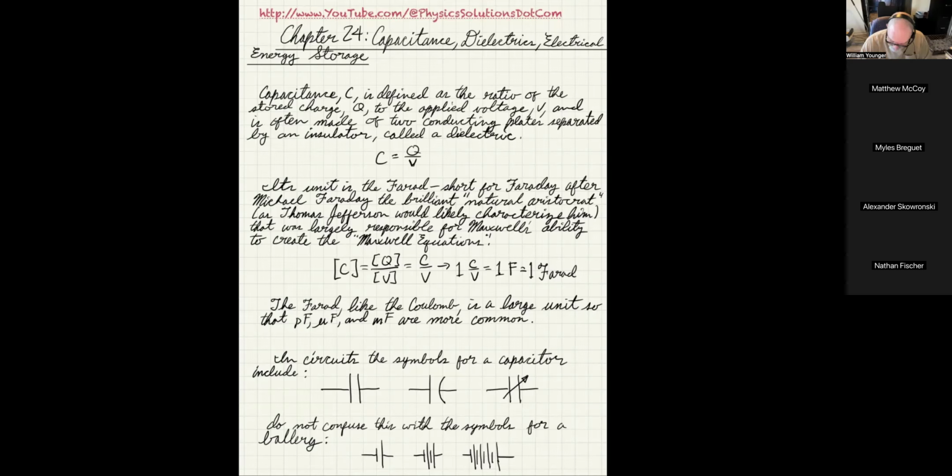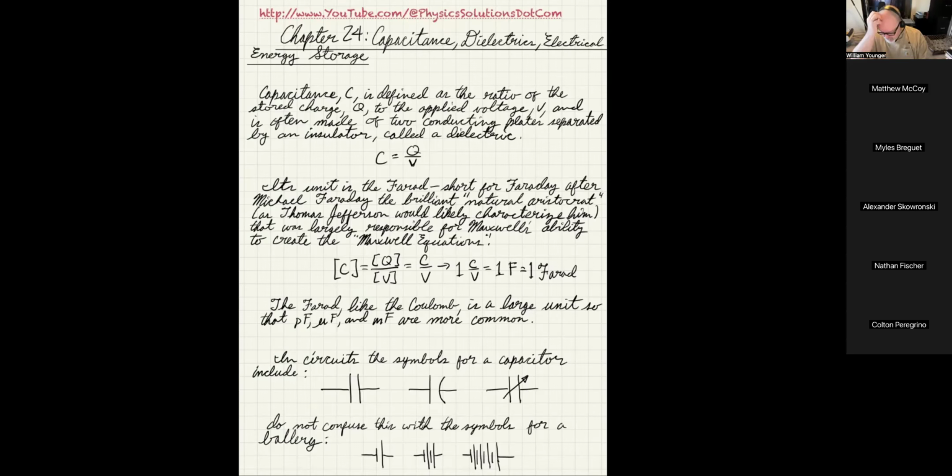Its unit is the farad, which is short for Faraday, after Michael Faraday, the brilliant natural aristocrat, as Thomas Jefferson would likely have characterized him. He was largely responsible for Maxwell's ability to create the Maxwell equations. In fact, Maxwell said he was able to just open up Faraday's notebook and read it, and basically translate that into math, even though Faraday was not necessarily that skilled at mathematics. He was a brilliant mind, and he was able to put things in such precise wording that it was very easy to translate them in most cases directly into equations.